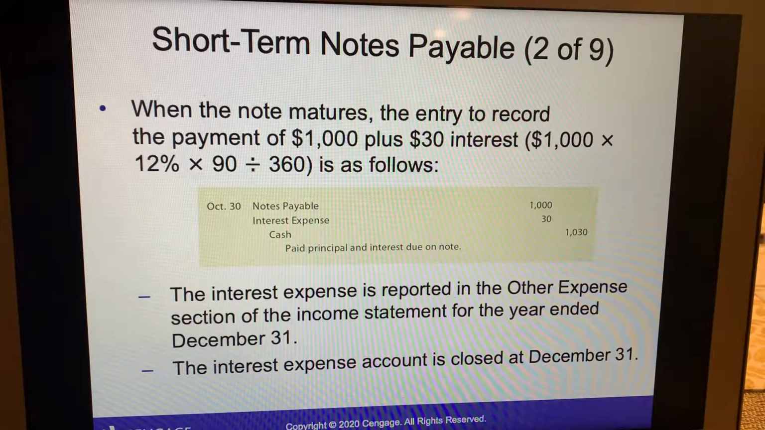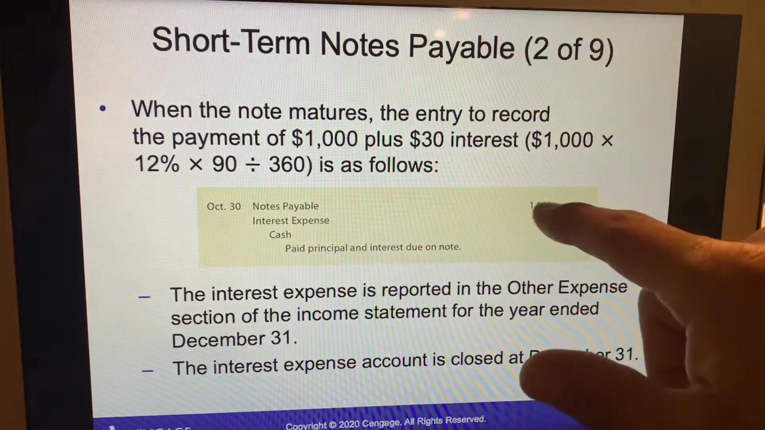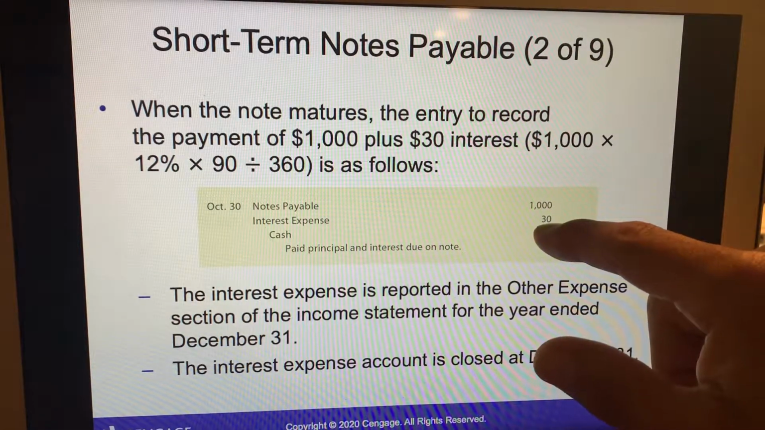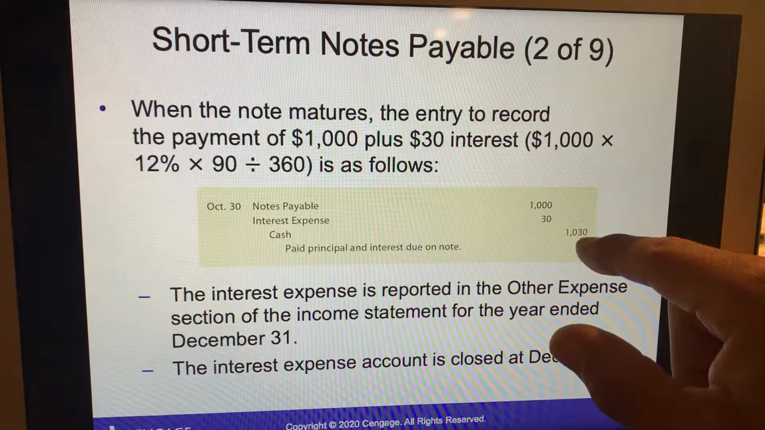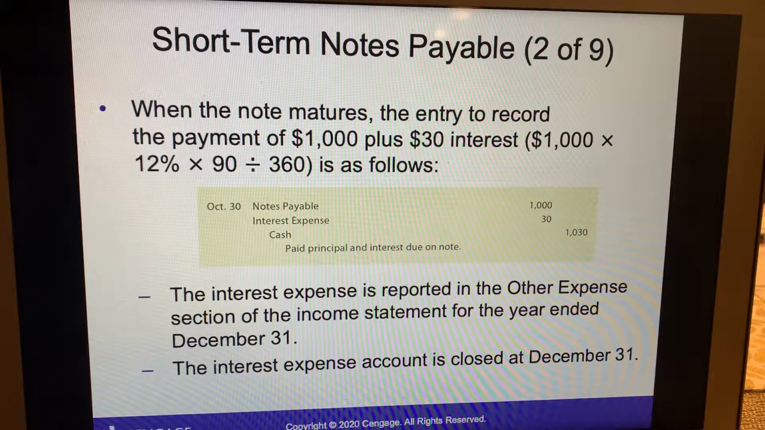Now, when the note matures, the entry to record the payment of 1,000 plus $30 interest, which was 1,000 times 12% times 90 over 360, because we're only accounting for the 3 months. So that's why we're doing 90 over 360. So notes payable of 1,000, interest expense of 30, and then cash of 1,030. So we're paying the principal and interest due on the note. Okay, so we're the ones paying this note payable.